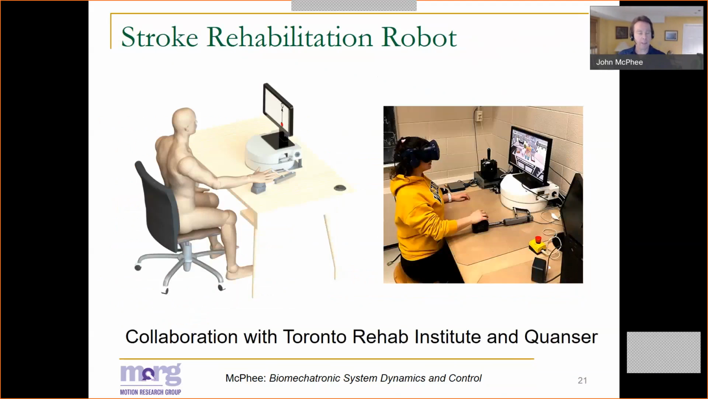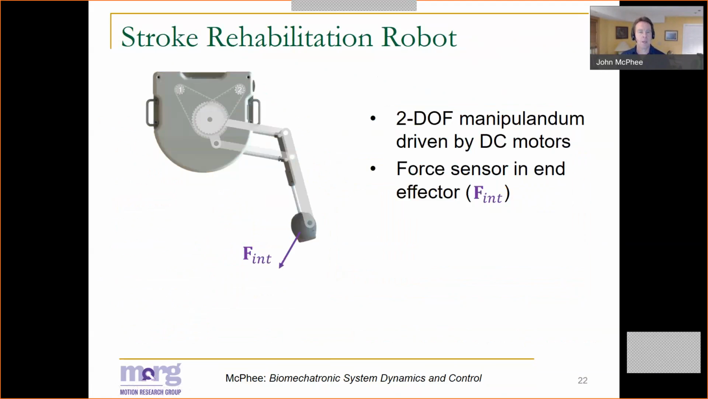This particular robot resulted from a collaboration with the Toronto Rehab Institute and Quanser. Quanser made the physical robot, and then we augmented it with a force torque sensor at the end effector. The robot itself has 2 degrees of freedom, so the end effector is free to move anywhere within the horizontal plane. It's driven by a couple of DC motors, 1 and 2, shown back here. And we have force measurements at the end effector, which is basically the force between the human and the device.